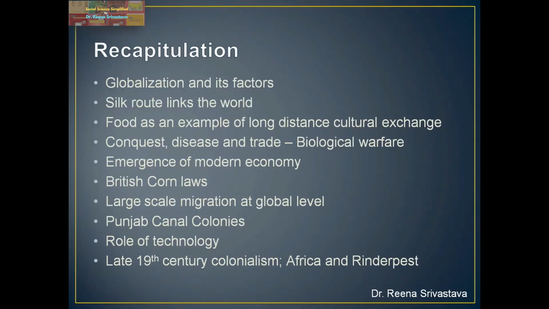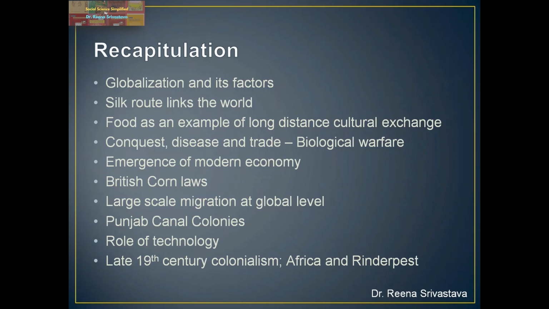Before moving ahead, I'd like to recapitulate a few of the topics which we discussed last time. We discussed globalization and its factors. We discussed the Silk Route and how it links the world. Then we talked about food as an example of long-distance cultural exchange. We also discussed conquest, disease and trade, and related it to biological warfare.